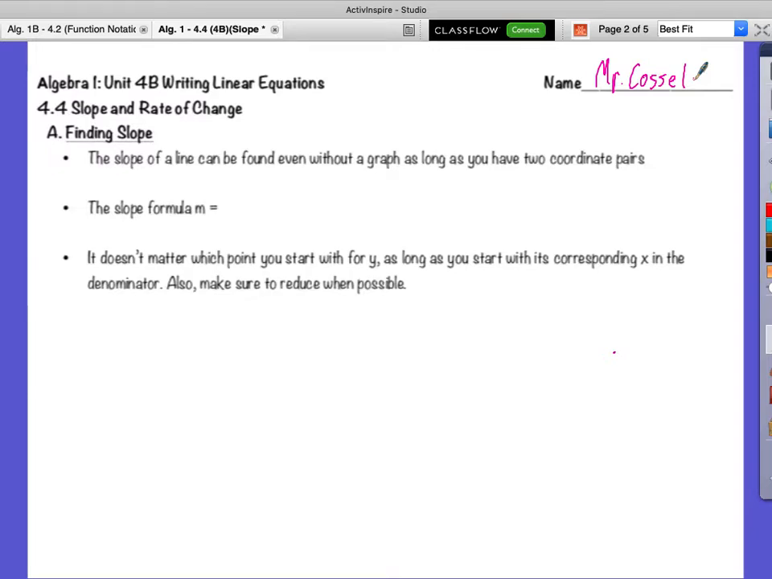So slope and rate of change. The slope of a line can be found even without a graph. Okay? It can be found even without a graph. We actually talked about that slightly before in one of the assignments, okay? As long as you have two coordinate pairs, two ordered pairs, we can find it. Our slope formula is m is equal to y2 minus y1 over x2 minus x1, okay?